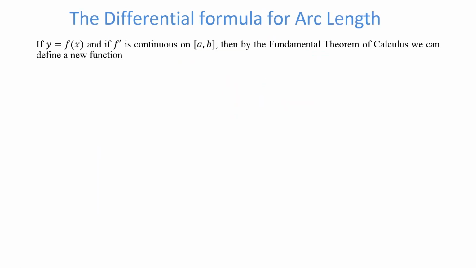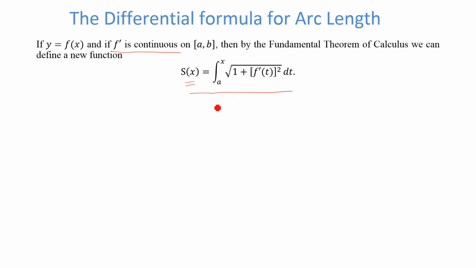Okay, next we are going to define a formula for arc length which represents arc length as a function of x. So if y is equal to f(x) and f prime is continuous, again this is the condition, it comes up repeatedly, so don't forget this condition while applying this formula. Then by the fundamental theorem of calculus, we can define a new function, s(x) is equal to the integral from a to x of the square root of 1 plus f prime(t) squared dt.